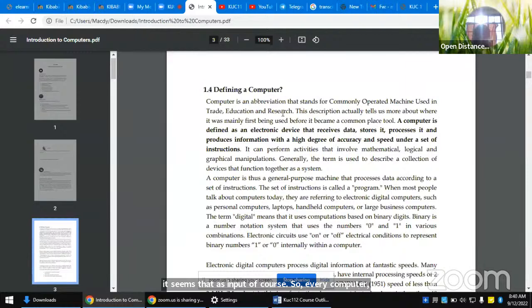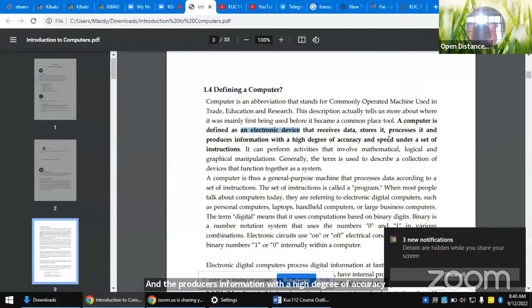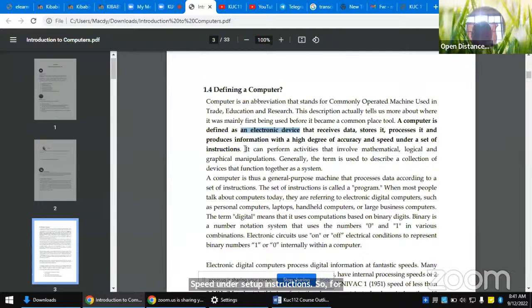It receives data through input, stores it, processes it, and produces information with a high degree of accuracy and speed, under a set of instructions. So from this, you can see that a computer will receive data, store, process that data, and produce. When you talk about production, we are talking about output. Processing is actually changing the data into information so that it can be displayed.